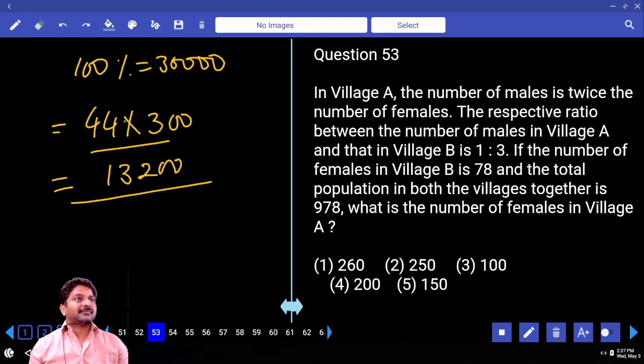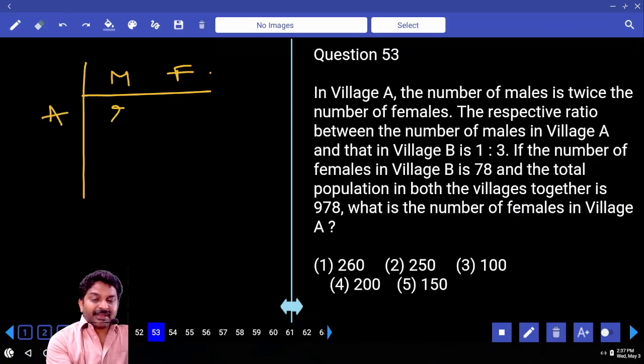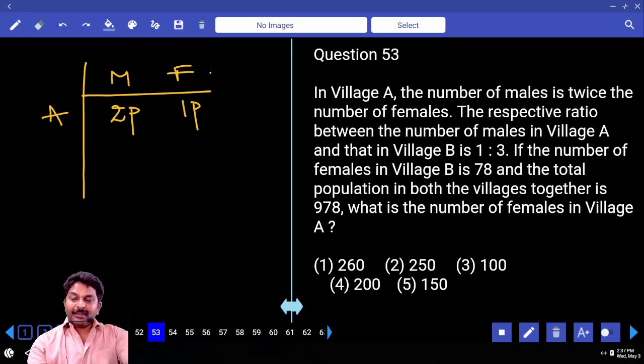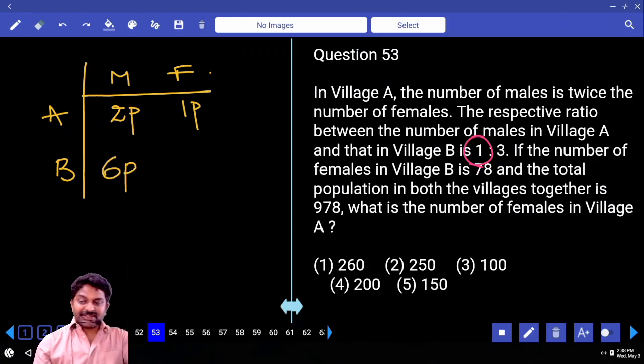Are you following? In village A, the number of males is twice the number of females. The respective ratio between males in village A and that in village B is 1:3. Wait. Male and then female in village A, males are twice that of females. That means 2 parts and then 1 part. The ratio between males in village A and village B is 1:3. That means 1 is equal to 2 parts, so 3 is equal to 6 parts.